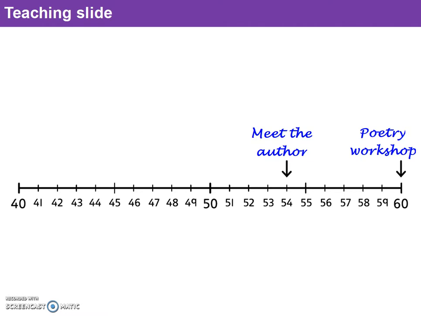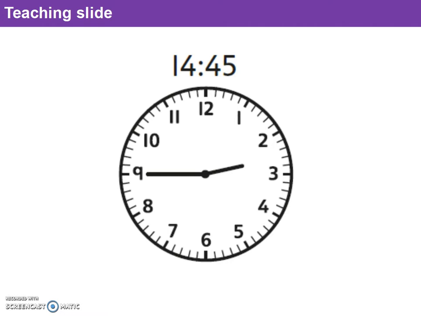So we know that the arts and craft is going to sit somewhere in between. So we now know that the Meet the Author is 54 minutes and the Poetry Workshop is 60 minutes. So our arts and craft activity is going to be either 55 minutes long, 56 minutes long, 57, 58 or 59 minutes long. And from the notice board, we know that the arts and craft is going to begin at 14:45, or shown on an analog clock, 2:45. So now we're going to be looking at those two times. We know that it's going to be from 14:45, and it's going to be between 55 minutes and 59 minutes.